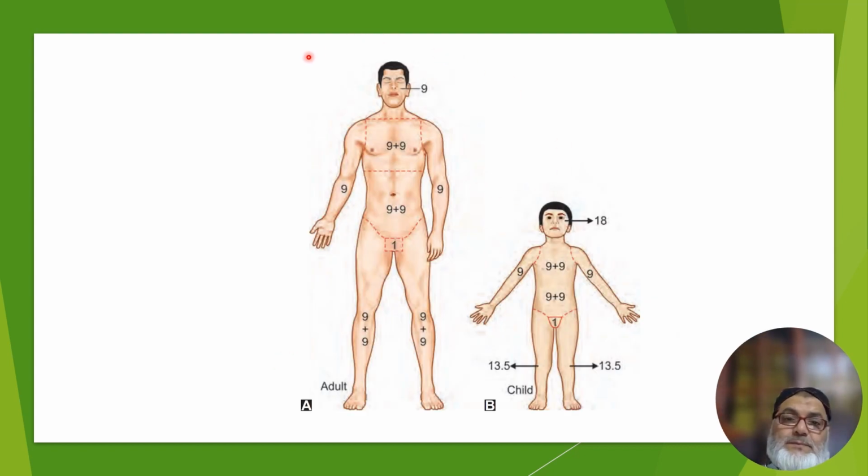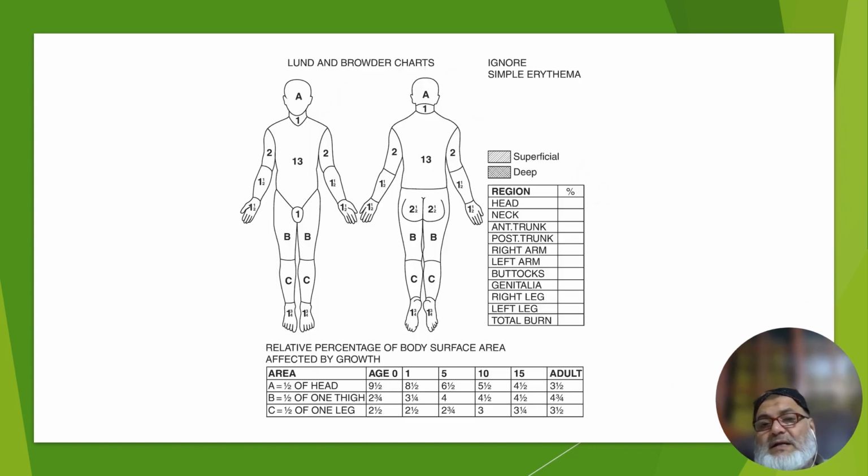This picture will also clear your concept. The head and neck is 9%, chest is 9, abdomen is 9, back of the chest is also 9, and back of the abdomen is also 9. Arm 9, back of the arm 9, it is 18. The anterior thigh and anterior leg is 9 into 9, 18%, and the back is also 18%. In children it is the same, but for the face in children it is 18%, while the rest is the same as in adults. So this is the Lund and Browder chart.